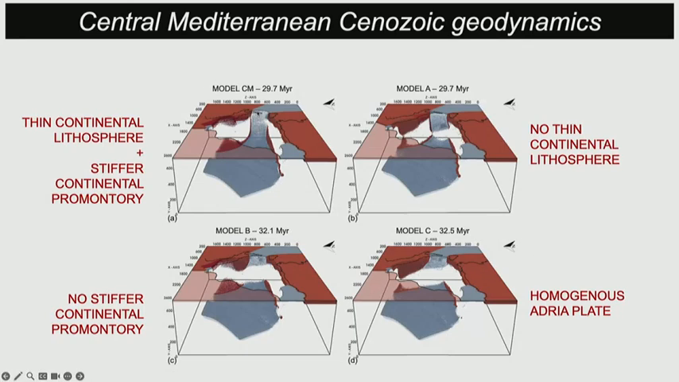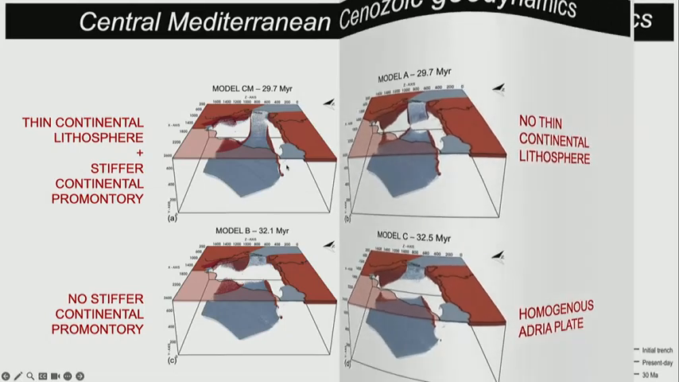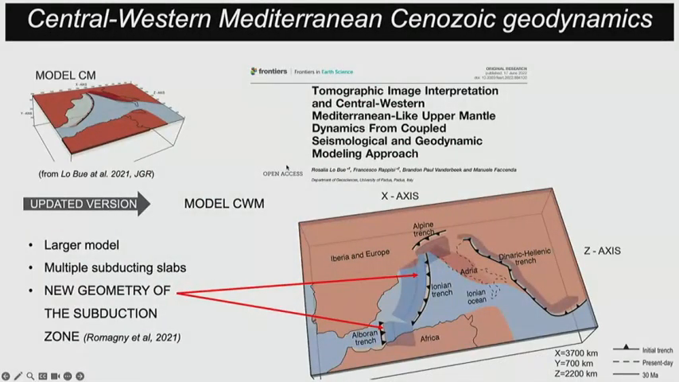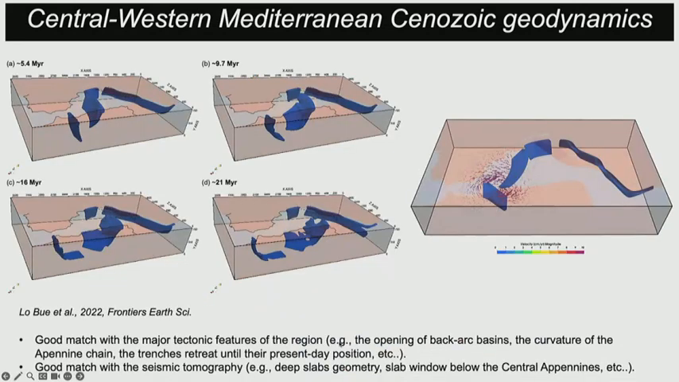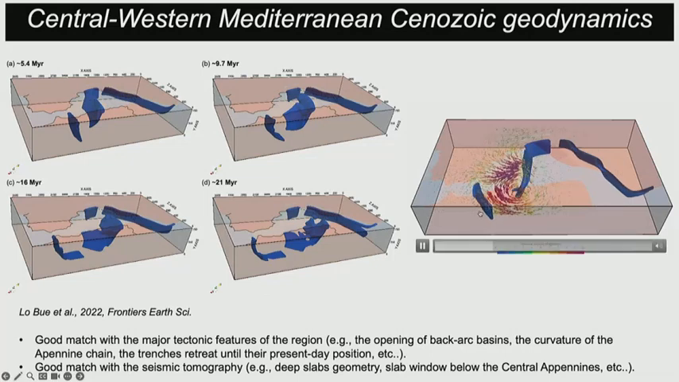So that's why we think that these heterogeneities in the Adria plate must be considered when modeling the evolution of this area. After this, we have extended our domain and tried to include also the Dinaric Hellenic Trench, Alpine Trench, Alboran Trench. And yeah, this is the model evolution, right?